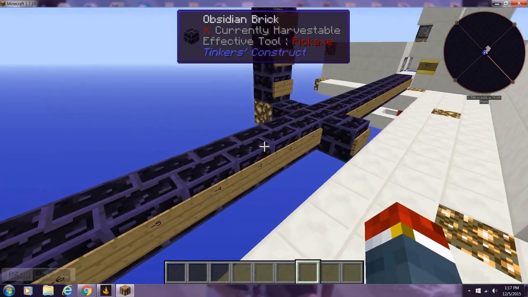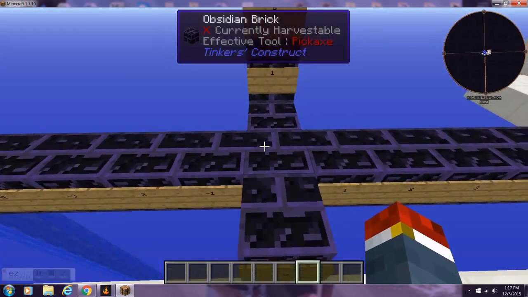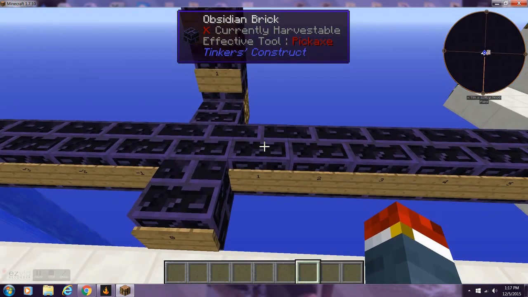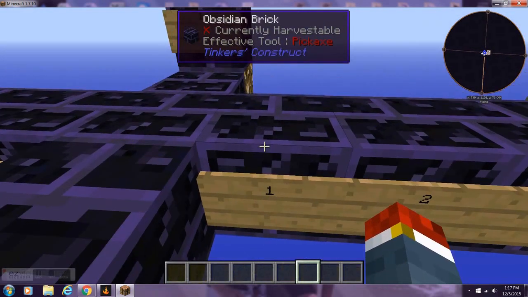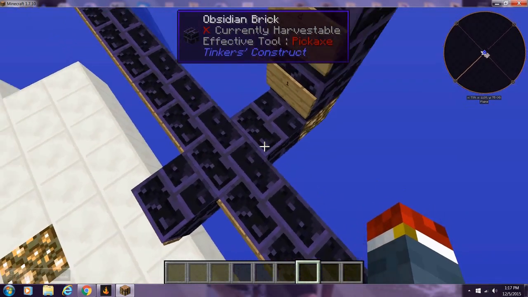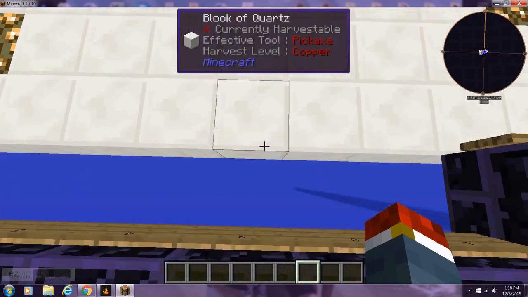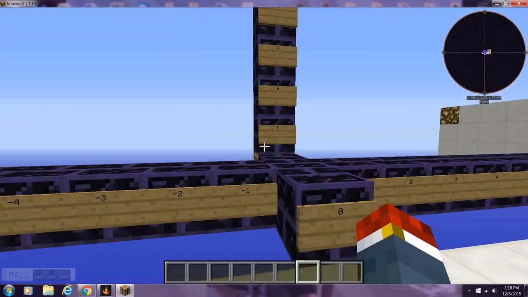Boom. Another thing I forgot to mention is each block is 1 point on the grid. So if you were to be on this block, that'd be 1, 2, 3, so on and so forth.